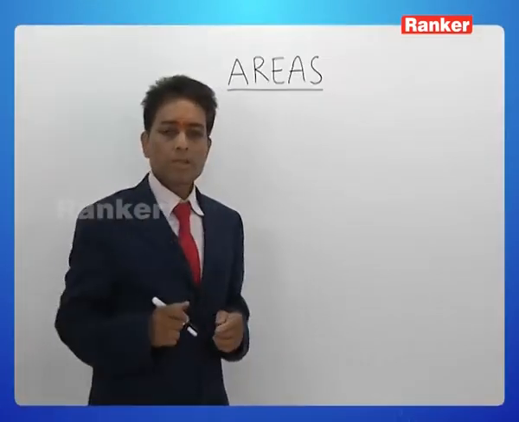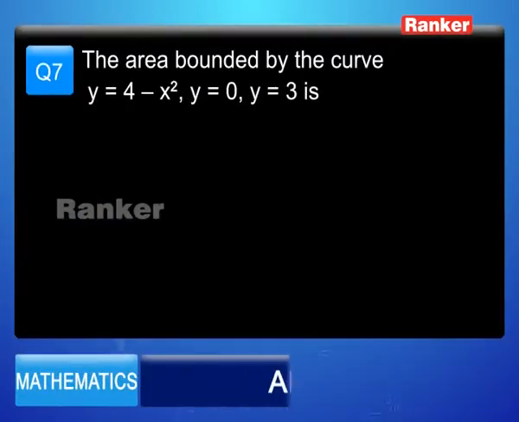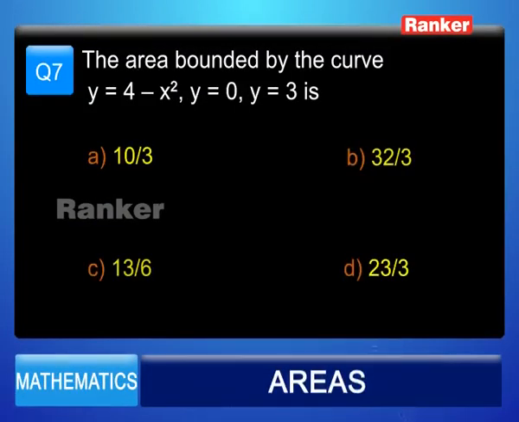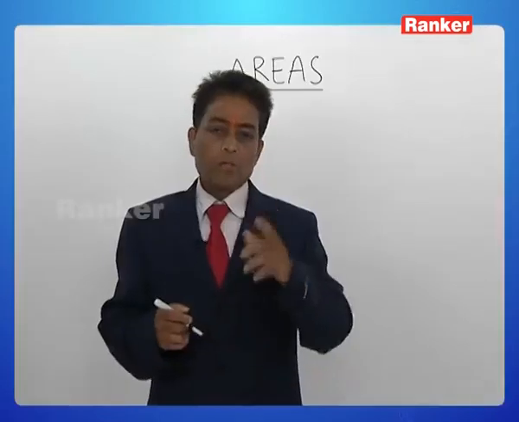Now, question number 7. Area bounded between the curve, that is a parabola, y is equal to 4 minus x square and y is equal to 0 and y is equal to 3. Two horizontal lines. 4 options are given. A 10 by 3, B 32 by 3, C 13 by 6, D 23 by 3. Now, what is the right answer?